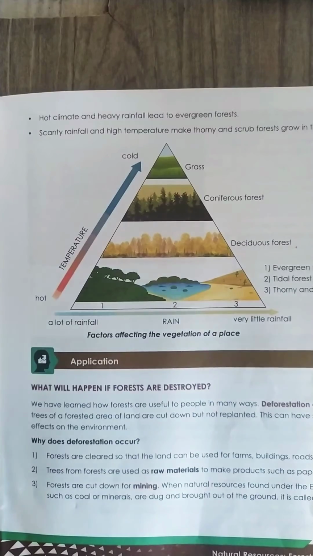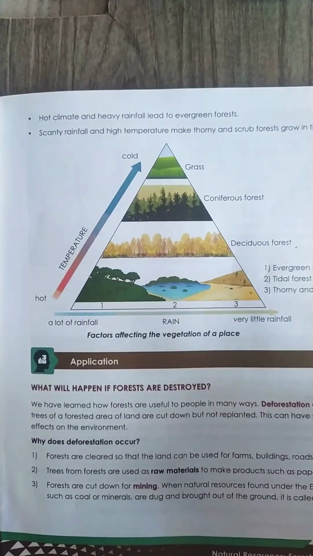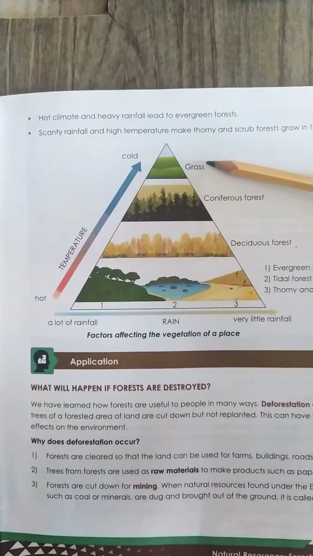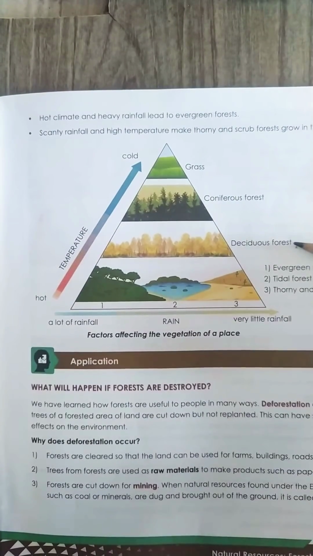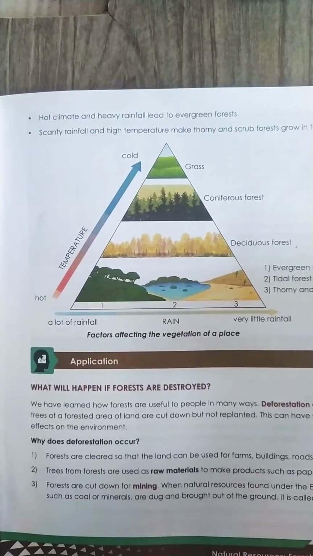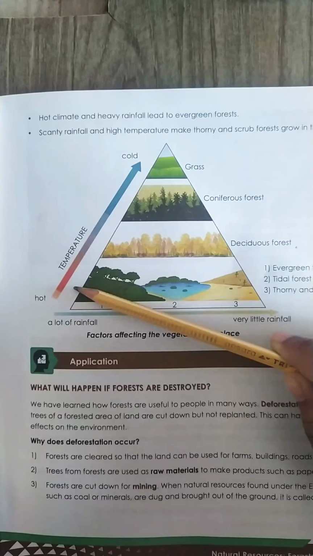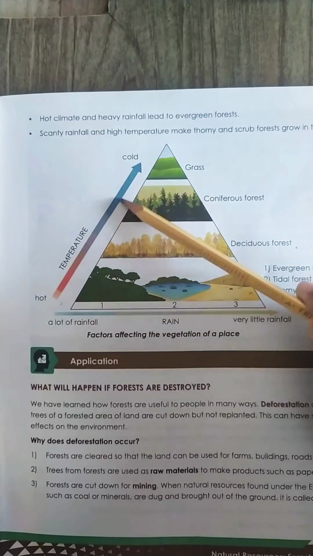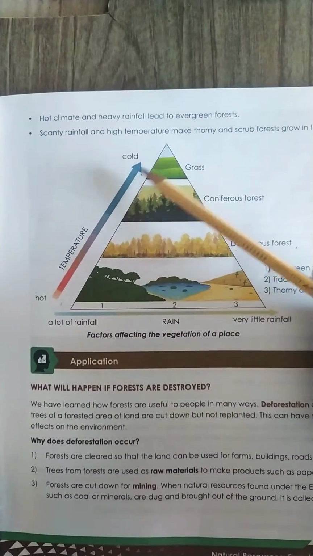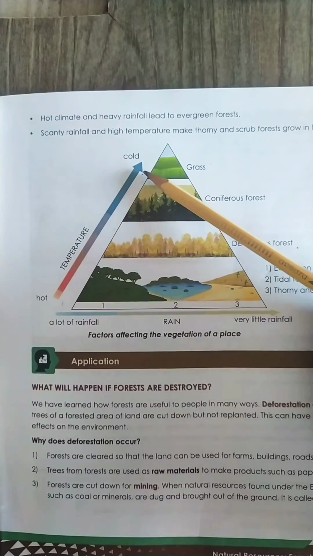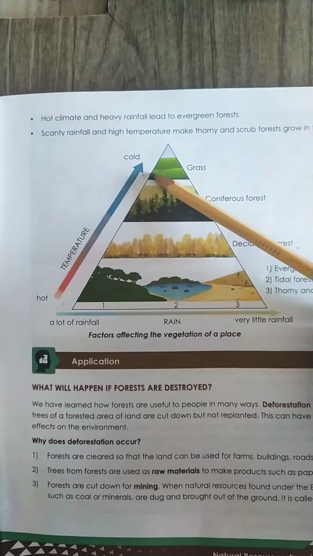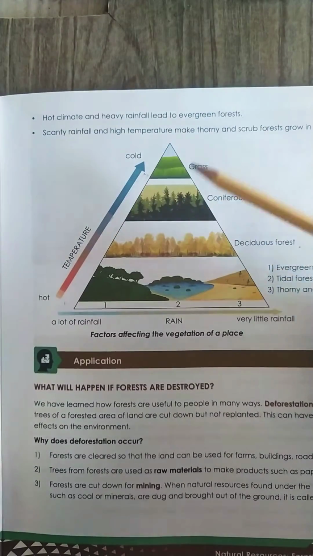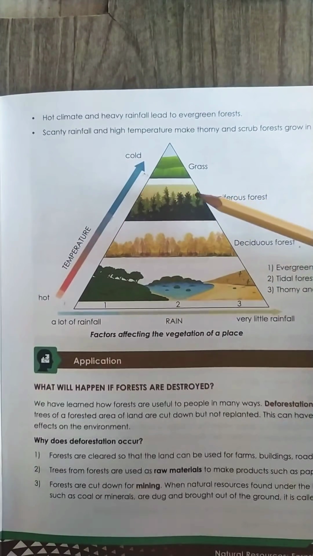Here they have given you one pyramid through which you will understand the factors affecting the vegetation of a place. If you can see this pyramid, you can see here grass, coniferous forest, deciduous forest, and in the last you have evergreen forest, tidal forest, thorny and scrub forest. Here this arrow shows you the temperature. So with rising temperature, first it is too hot, right? Then it is decreasing and at the top it is extreme cold. You can see at the top cone it is very extreme cold. So you can see this arrow of the temperature. Accordingly the pyramid shows you different types of forest.